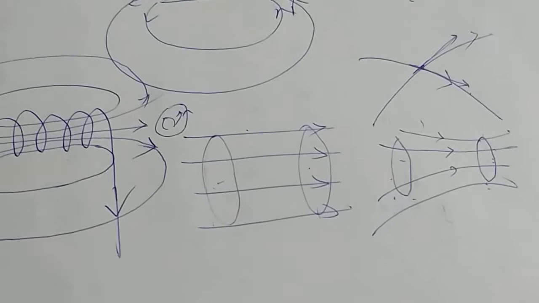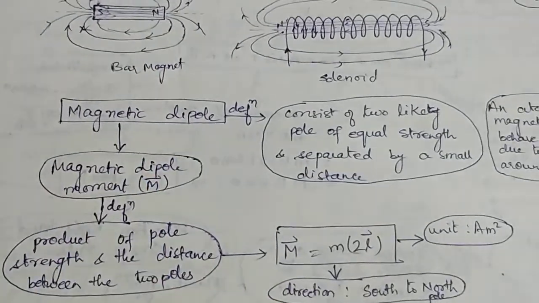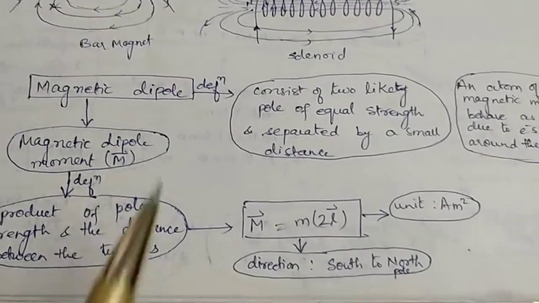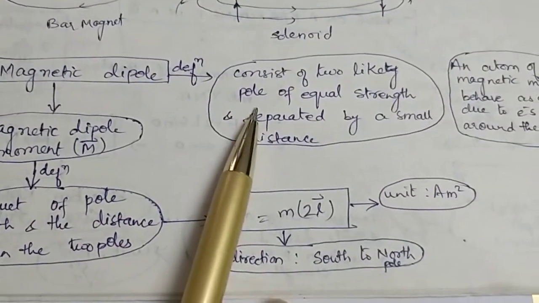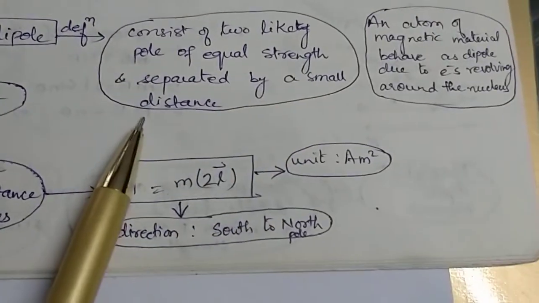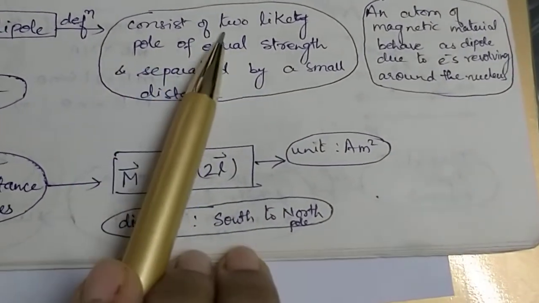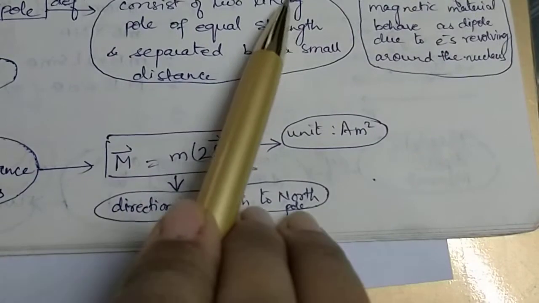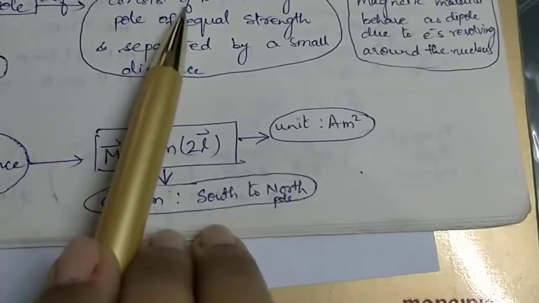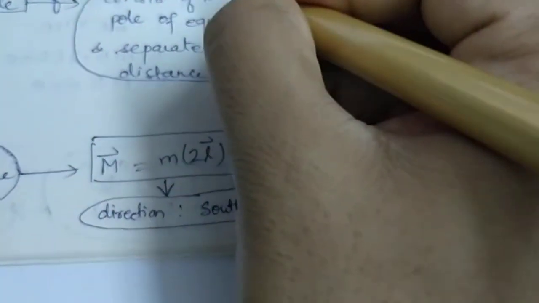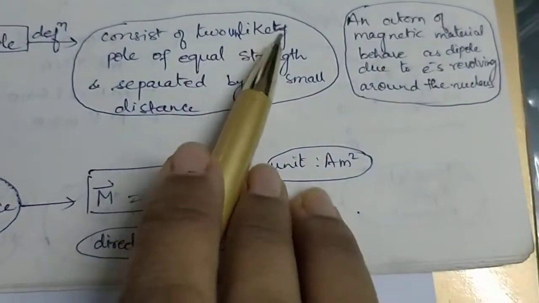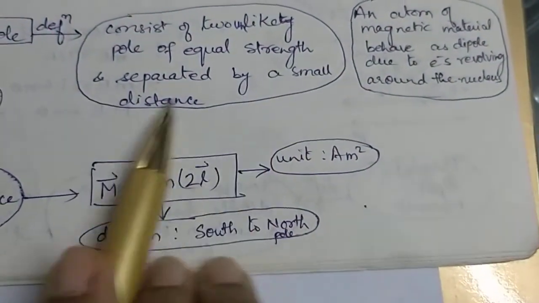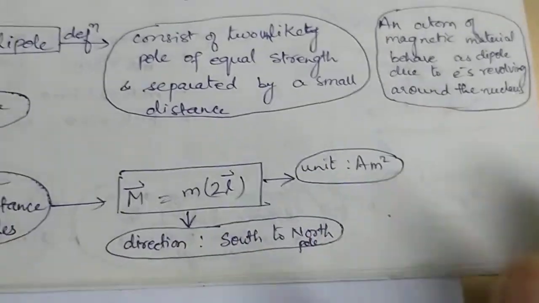Okay. Now magnetic dipole. See, the definition of magnetic dipole, just like in electrostatics: it consists of two like poles. This is not correct, not like poles, two unlike poles. It consists of two unlike poles of equal strength, separated by a small distance, and that will be a magnetic dipole.